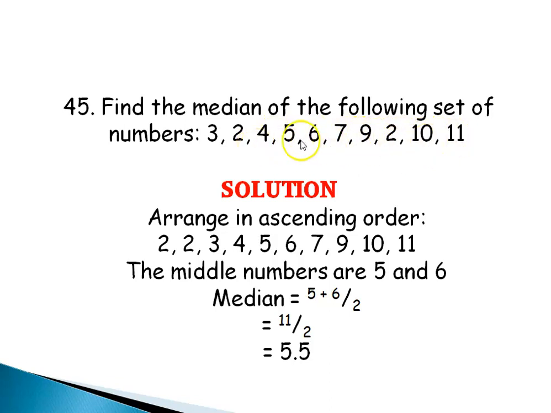Because we have an even set of numbers, we are going to have two middle numbers. That will be the 5th and the 6th number. So these are the middle numbers. Because we have two numbers, you have to add. Do you understand? Alright. Okay, so this is where I'm going to pick it from. I've arranged in ascending order: 2, 2, 3, 4, 5, 6, 7, 9, 10, 11. So these are the two middle numbers. Can you see?